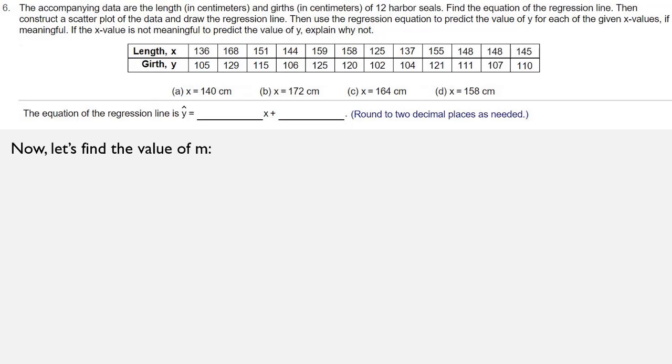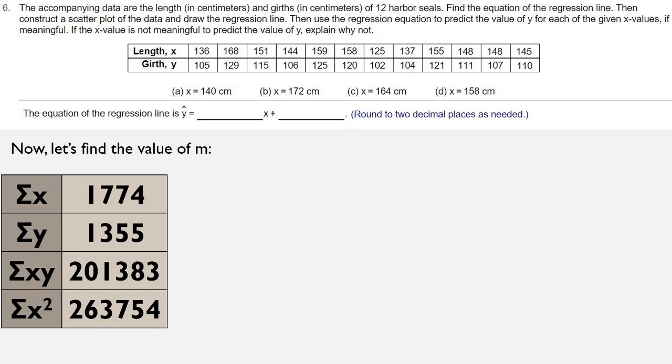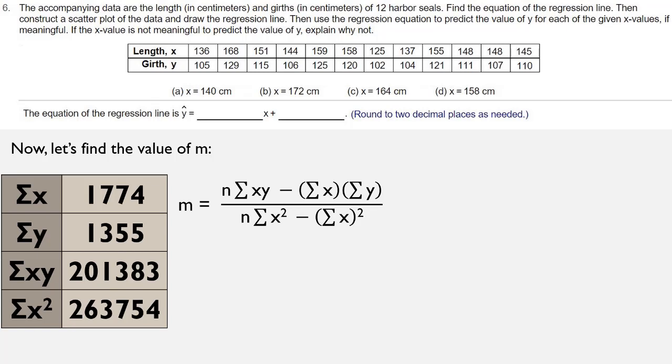So we'll keep those values here to the left as a reference as we try to find m. The formula for m is that m equals n times the sum of x times y's minus the sum of the x's times the sum of the y's, divided by n times the sum of the x squareds minus the sum of the x's squared.